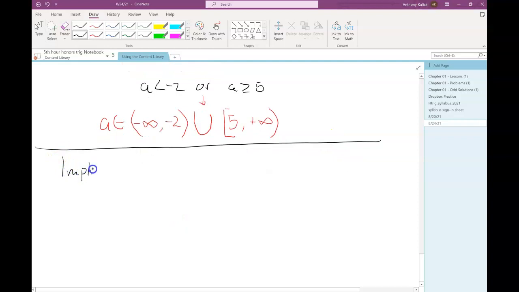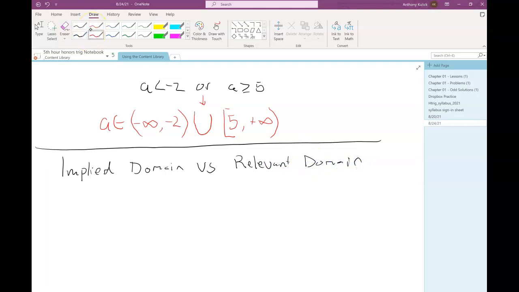What we're going to do now is talk about a concept that we did not talk about directly in our Algebra 2 class. And that topic is the difference between what we call an implied domain versus a relevant domain. So this is kind of new. We've maybe addressed this a little bit indirectly in our Algebra 2 class, but we'll be real specific here and talk about what it is.